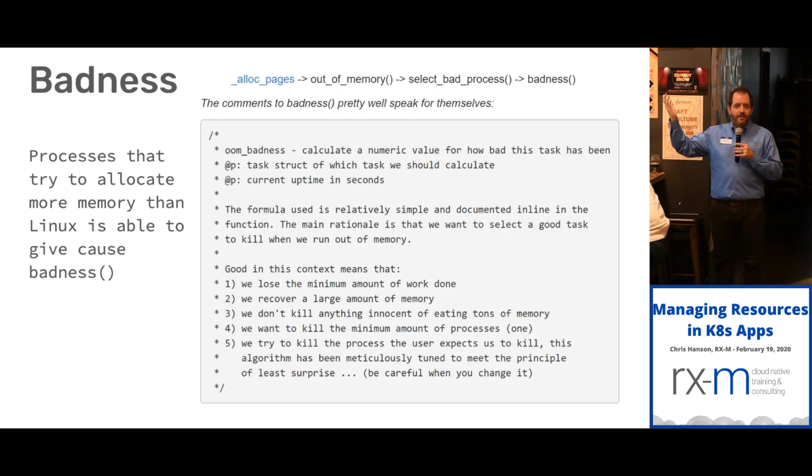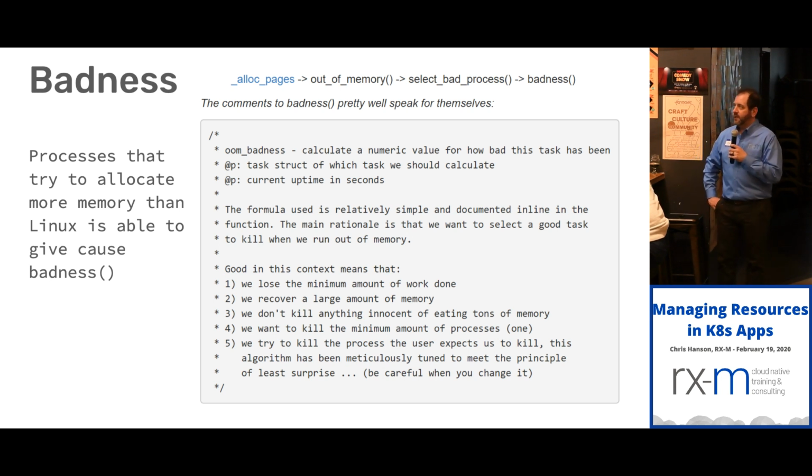Essentially what we use is the badness algorithm in order to do this. You can see 1, 2, 3, 4, 5 are the steps that we take, right? So we lose the minimum amount of work done. Again, it may not be the process that you expect to get killed, because we want to lose the minimum amount of work, but we also want to recover a large amount of memory, right?